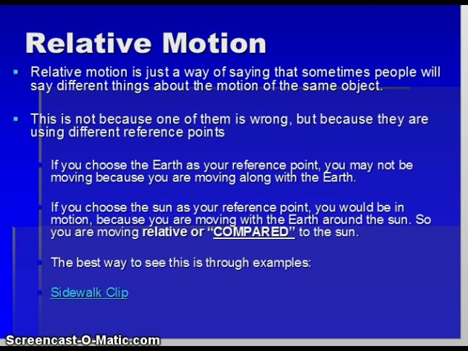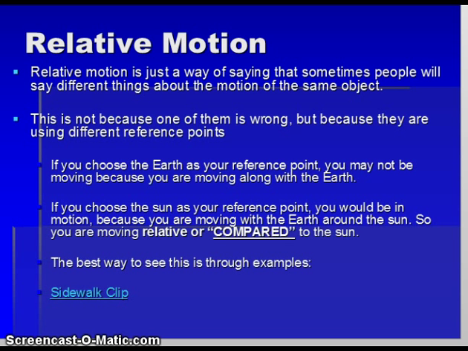Okay, relative motion. Relative motion is just a way of saying that sometimes people will say different things about the motion of the same object. And this is not because one of them is wrong, but because they have different reference points. Okay, they've got different perspectives on it.